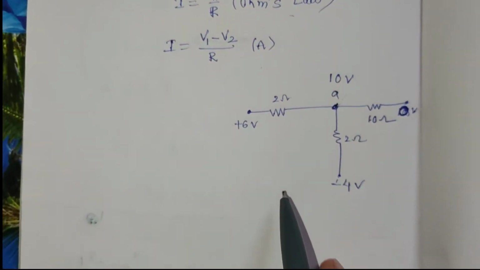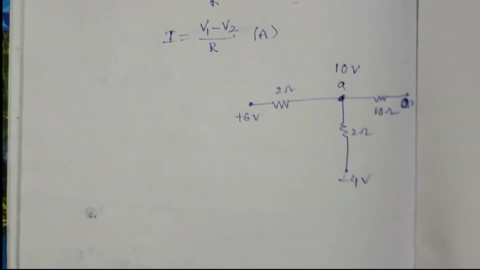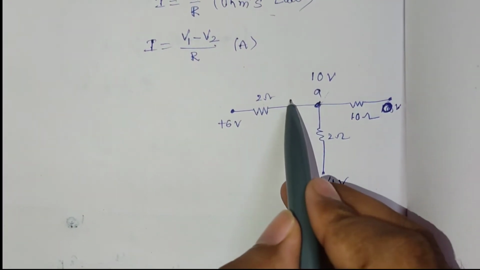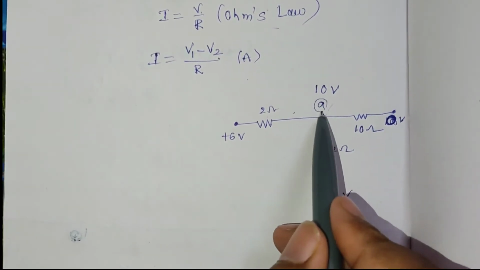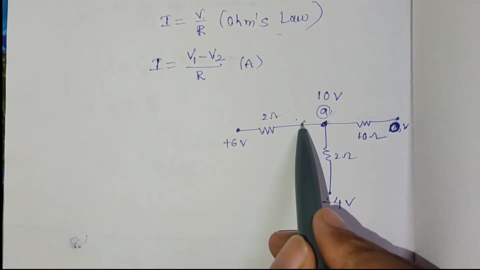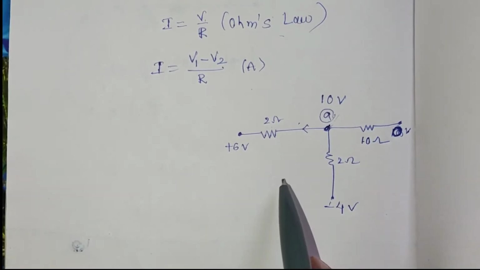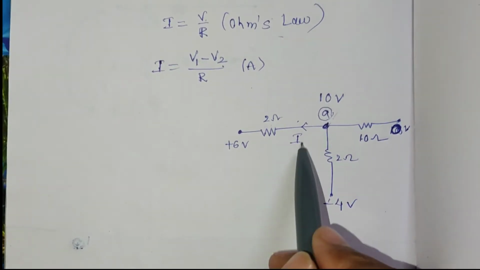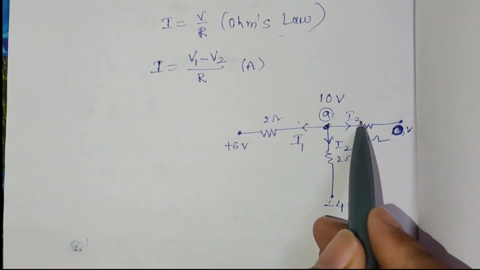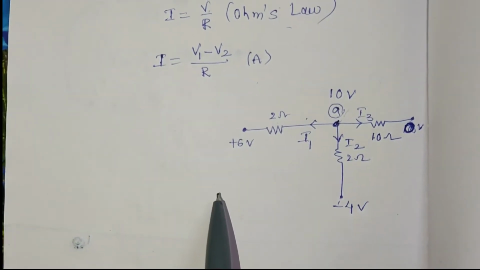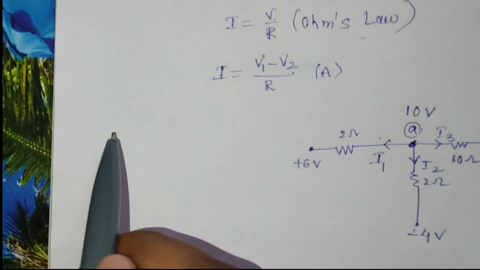Now let us understand how we can write the currents here. Let us assume 3 currents. As the potential at node A is higher, the current will leave from the node. That will be I1, this current will be I2, and this current will be I3. We can also assume the currents may enter the node. Now let us write the expression for current I1.